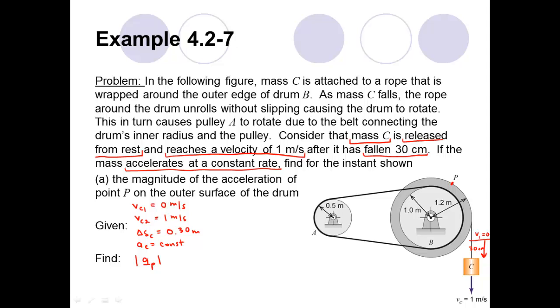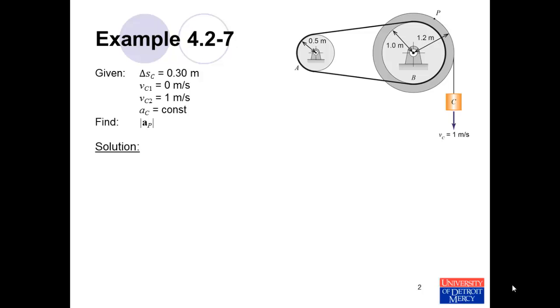So now that we've set the stage for the problem, determined what's given and what we want to find, we can commence with a solution. Moving to this next page, we've recopied everything that's given and what it is we're trying to find. Ultimately, we're trying to find the magnitude of the acceleration of point P. Point P is on the outer edge of this drum, and it's moving basically in a circular path at this instant.